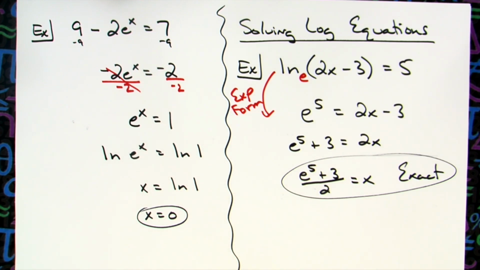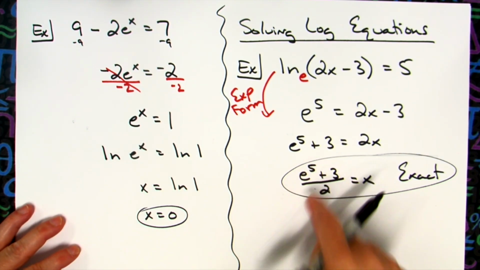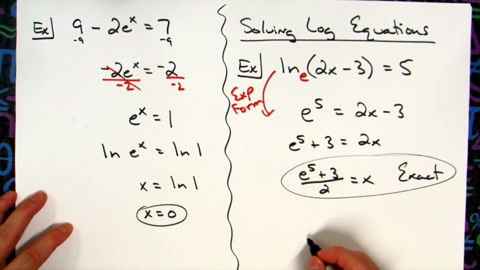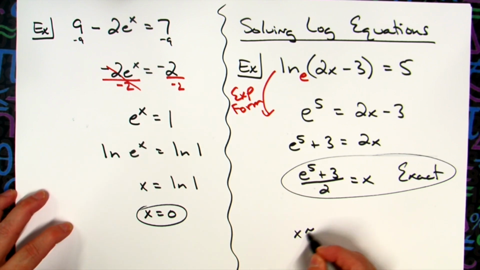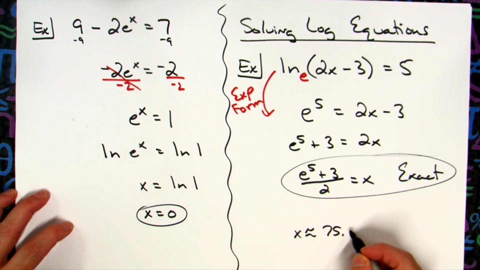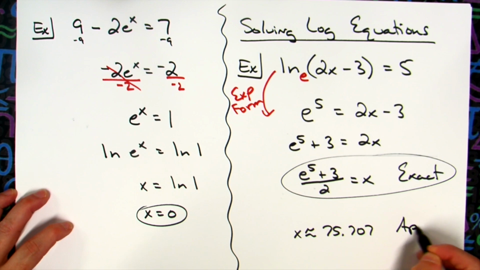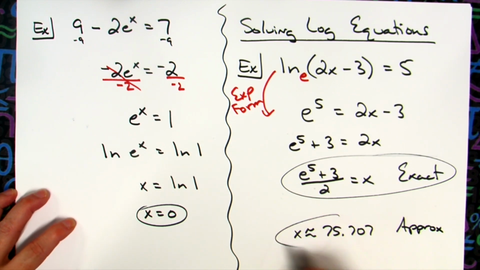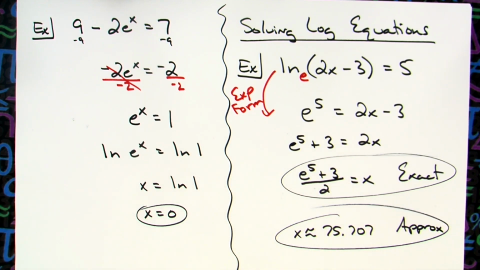All right, you could then, if it said round to the nearest 10th, you could grab your calculator, e to the 5th plus 3, and then divide by 2. If they want that and they ask you to round to 3 places, it probably comes out to something like 75.707. All right. The only reason I'm putting it in there is because it's in my notes, so that kind of indicates to me that your book asked you to do both answers. All right, just for practice.